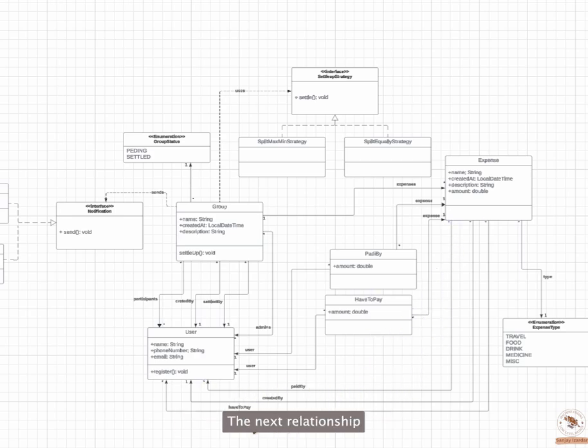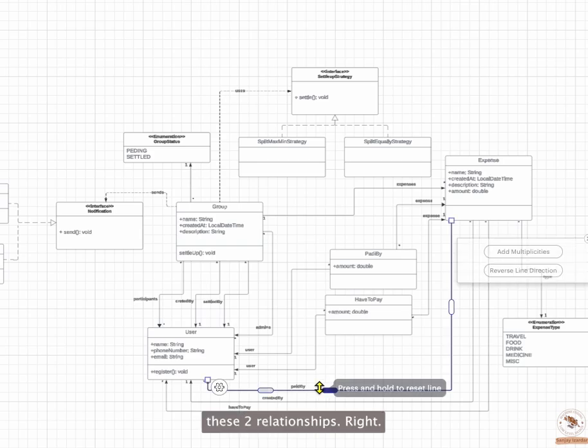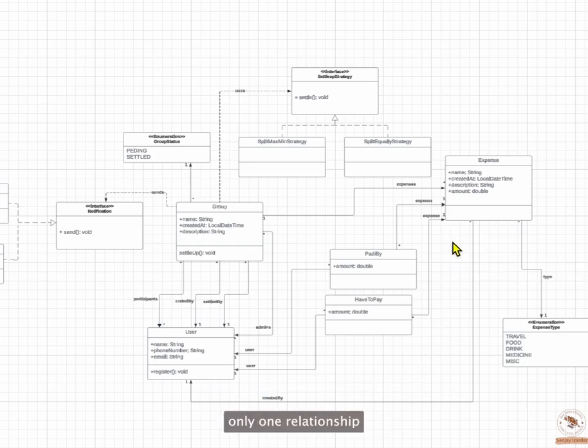The next relationship is have to pay expenses. So there will be only one relationship between expense and user because the paid by and have to pay expenses have already been established by these classes. So we can remove these two relationships, right? So there will be only one relationship which is created by. So this is one to many relationship because one user can create multiple expenses and one expense can be created by only one user.